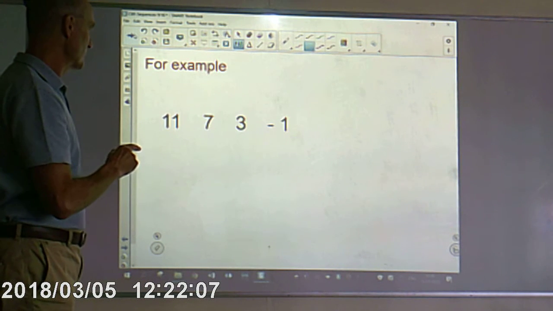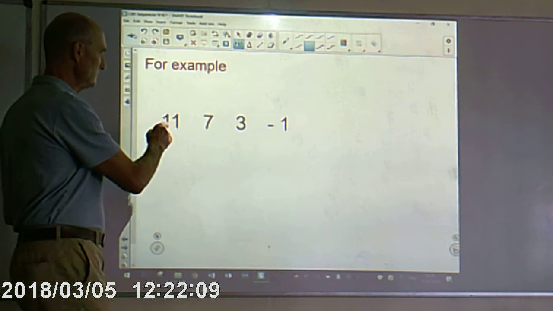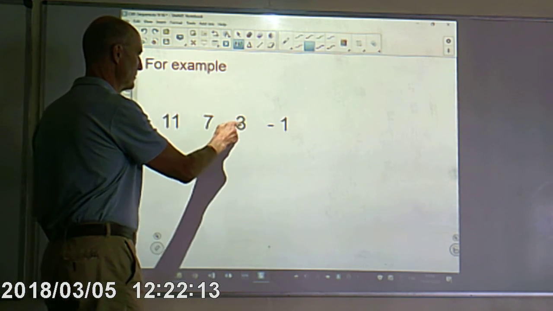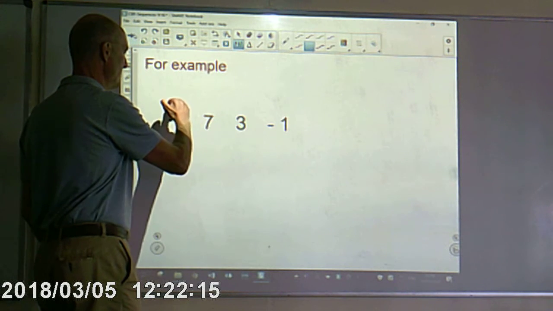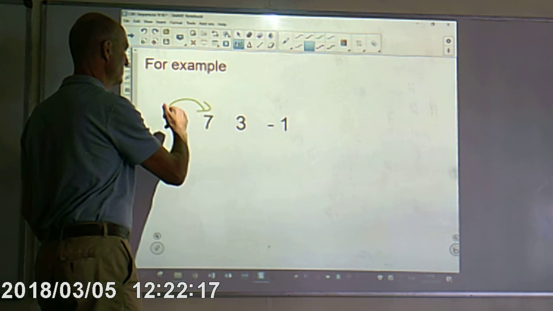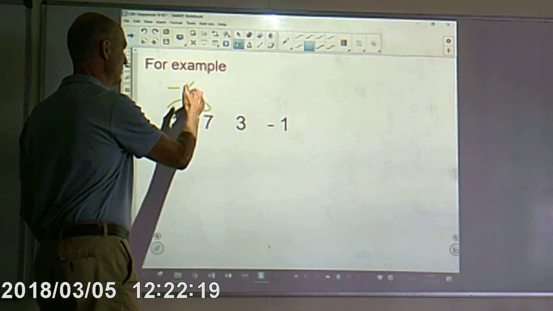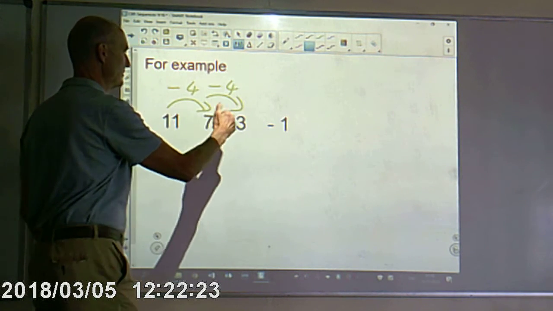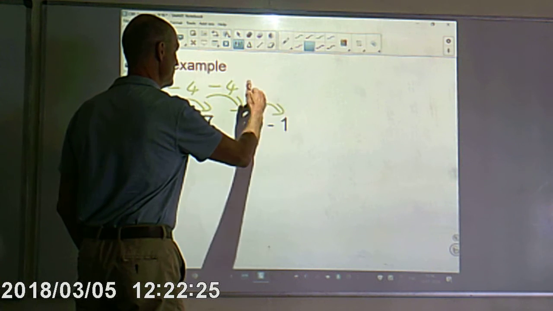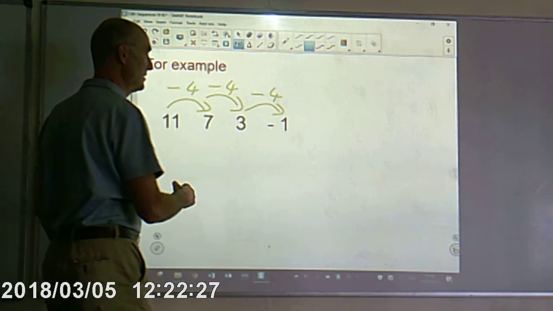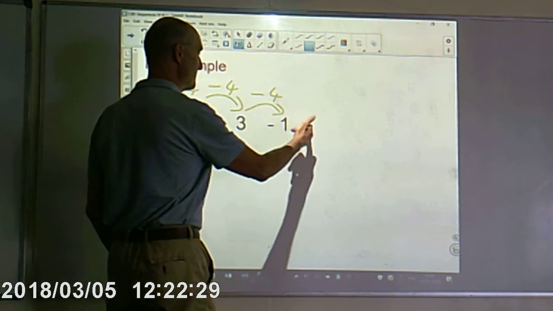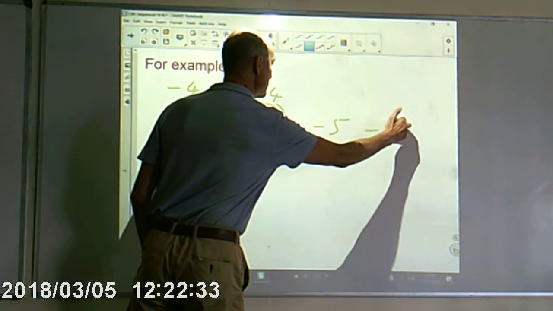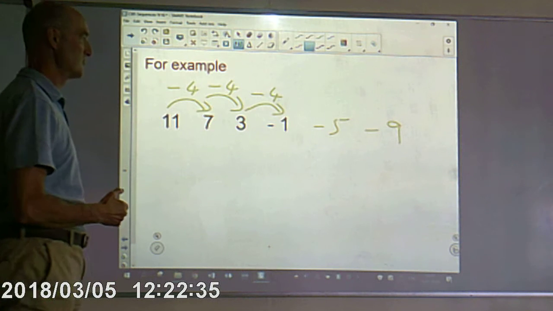I think there's one last example here. 11 to 7, 7 to 3, 3 to -1. What's actually happening? We're going down 4 each time. We're taking 4 off the number each time. So if we take another 4 off here, we go to -5. Another 4 off, we go to -9. Those are the next two numbers in our sequence.